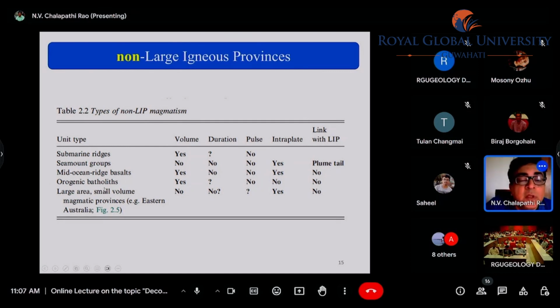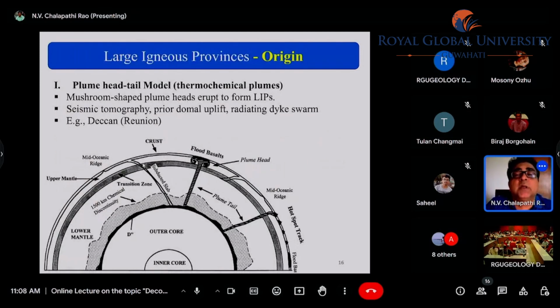Orogenic batholiths, you have Bundelkhand granite, you have Singhbhum granite, they are all huge volume magmas, but they are not LIPs because they are all due to your subduction type of process. Seamounts, submarine ridges, they have nothing to do with LIPs. So we need to distinguish that not all the magmas found on the Earth's surface are due to LIPs, but they can be of different types or different origins, like related to plate tectonics.